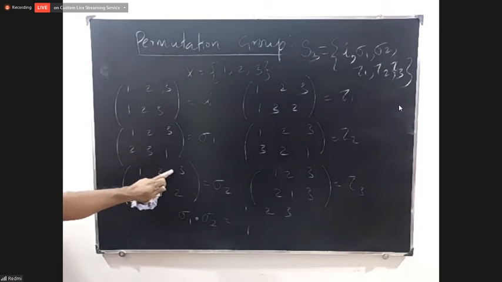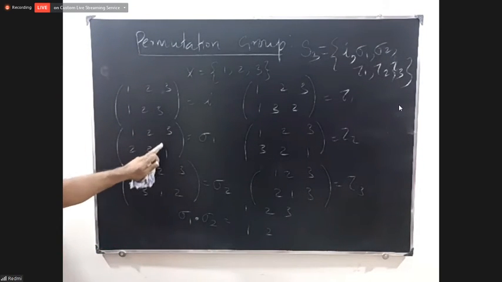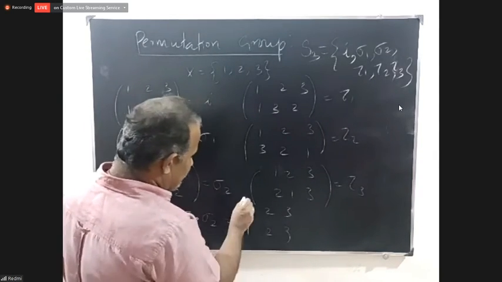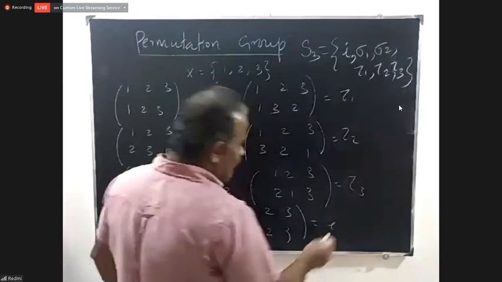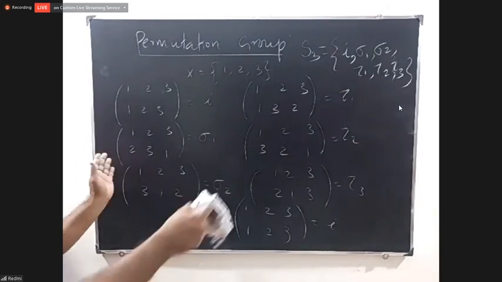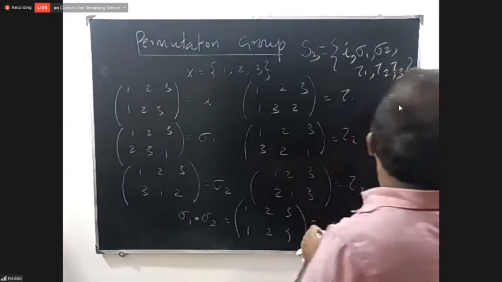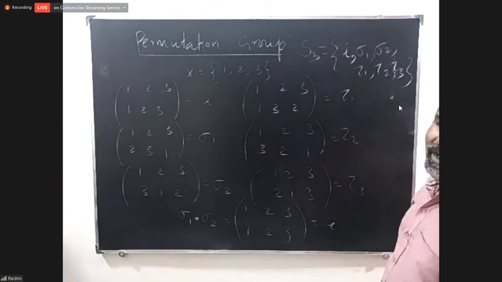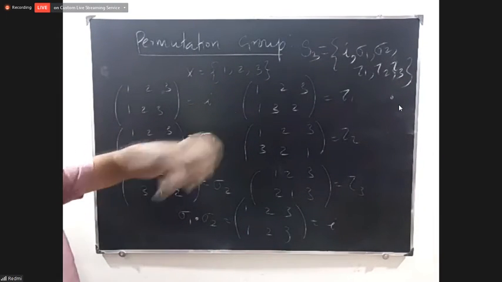2 goes to 3, 3 goes to 2, therefore again 2. 3 goes to 1, 1 goes to 3, so again 3. So therefore sigma 1 into sigma 2 is equal to I. The operation here is composition, because they are functions. So it is composition of functions.